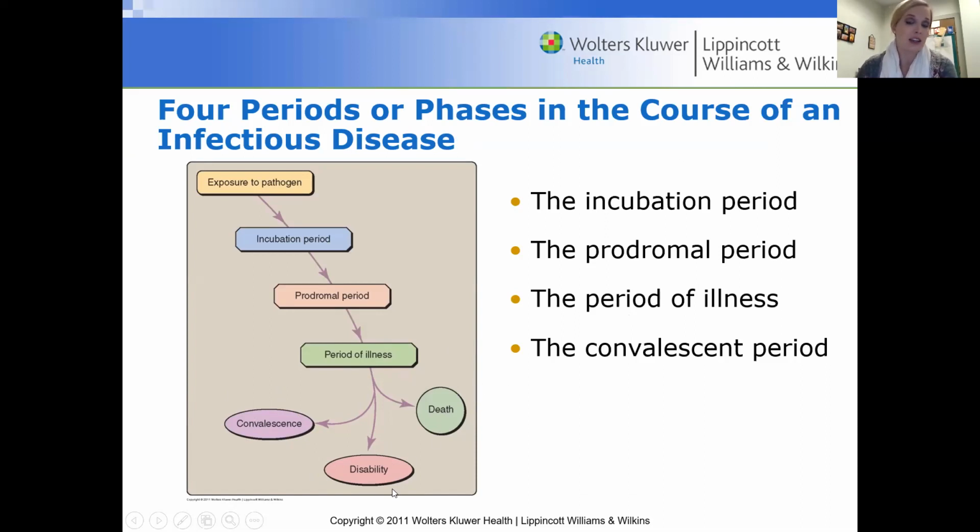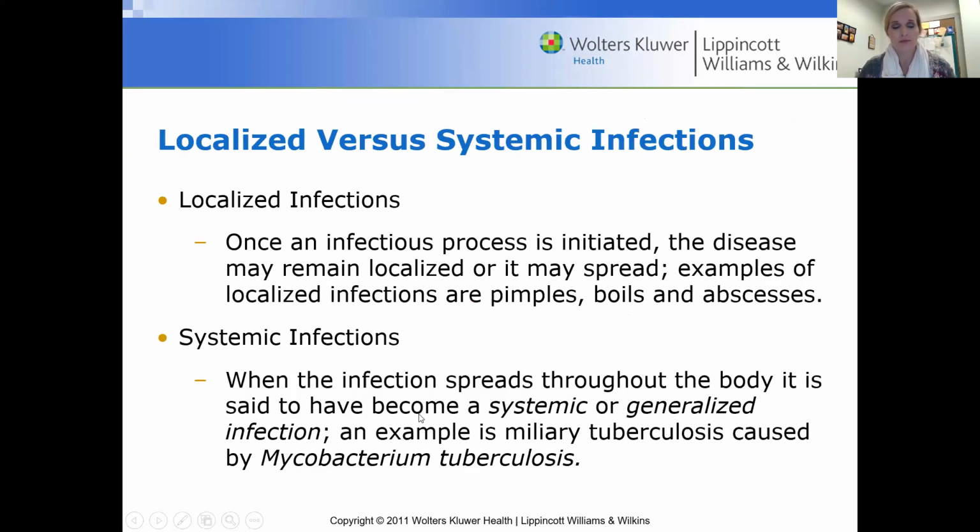So hopefully neither one of those are the case for our patients or ourselves, but that's the phases in the course of an infectious disease. So let's take a look at a couple different terms when it comes to infections. Depending on the type of infection, we have what's called localized versus systemic. And this is what I was talking about in the outline to this chapter, that these terms may already be a little bit familiar to us.